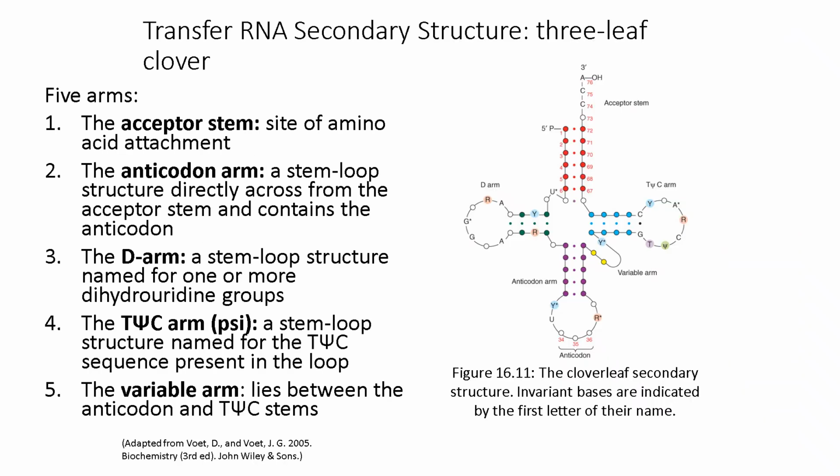The secondary structure of tRNA resembles a three-leaf clover, consisting of five major arms. These are the acceptor stem for amino acid attachment, the anticodon arm, which pairs with mRNA codons, the D arm, named for dihydrouridine, the TΨC arm, important for ribosome binding, and the variable arm, which varies in size and sequence. Figure 16.11 illustrates this highly conserved and functional structure.